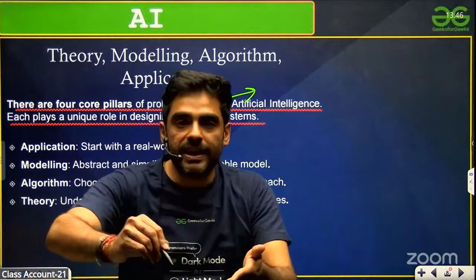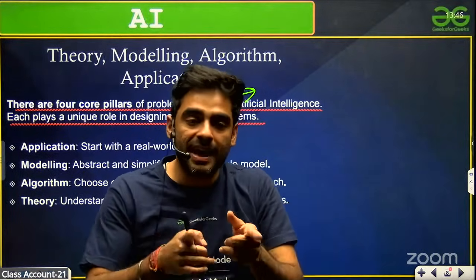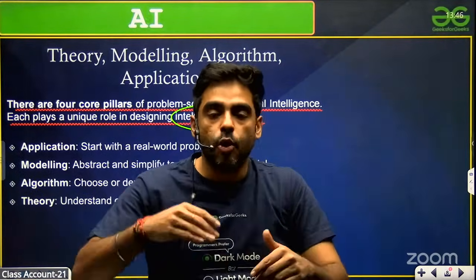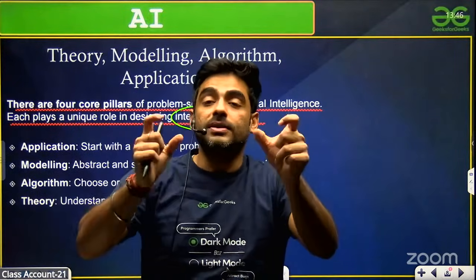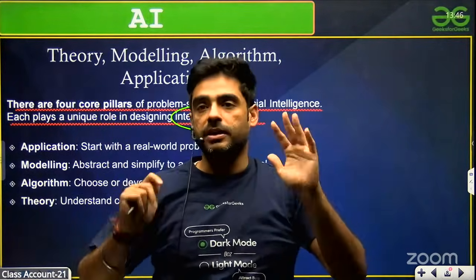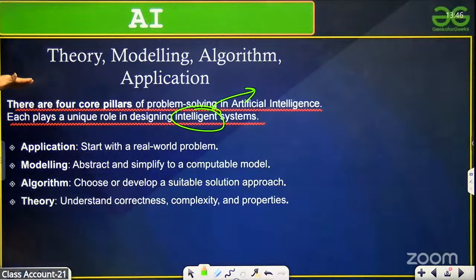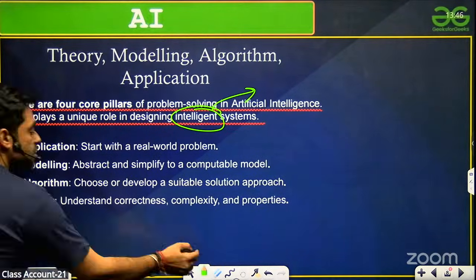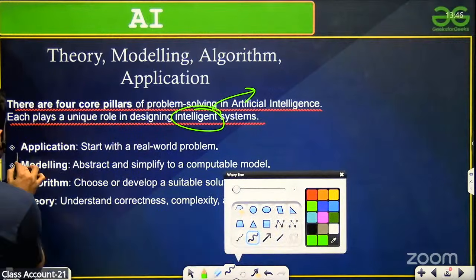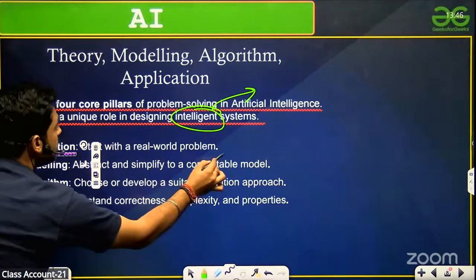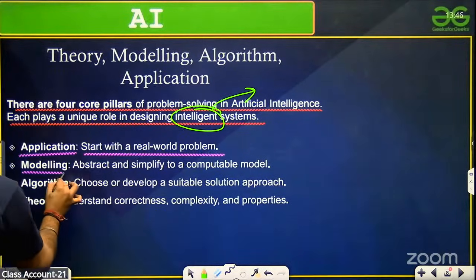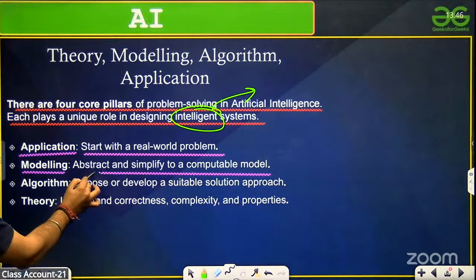He can solve in a shorter duration, or he has multiple ways to solve, or he can solve diverse problems. So intelligence is a very heavy, dense, broader word, which has these four pillars. The first pillar is application. Application is to start with a real world problem, then modeling: abstract and simplify to a computational model.